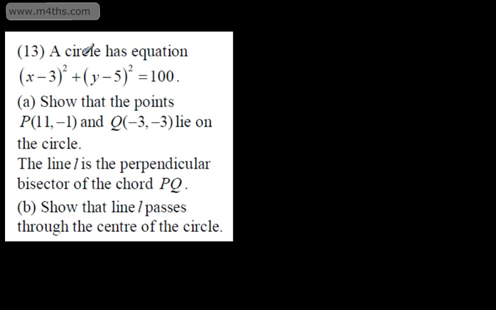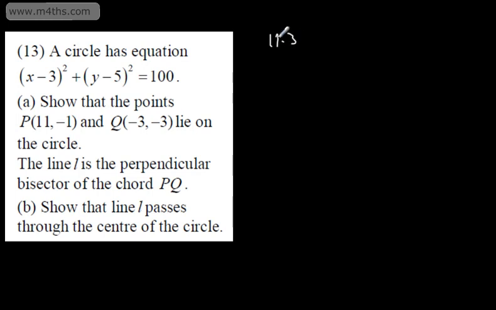In question 13, we're told a circle has equation x minus 3 all squared plus y minus 5 all squared is equal to 100. We're in part A asked to show that the points P, 11, negative 1 and Q, negative 3, negative 3 lie on the circle. All I'm going to do is substitute these in.